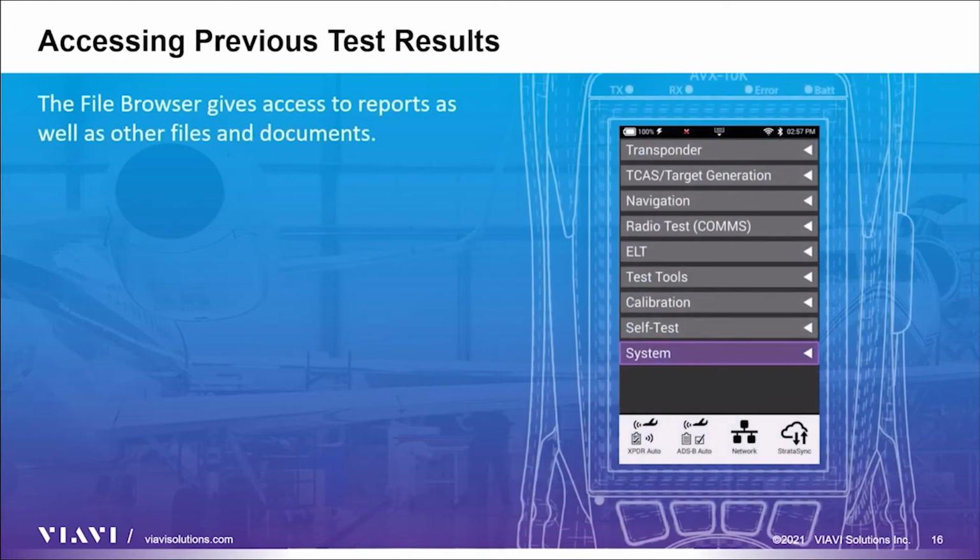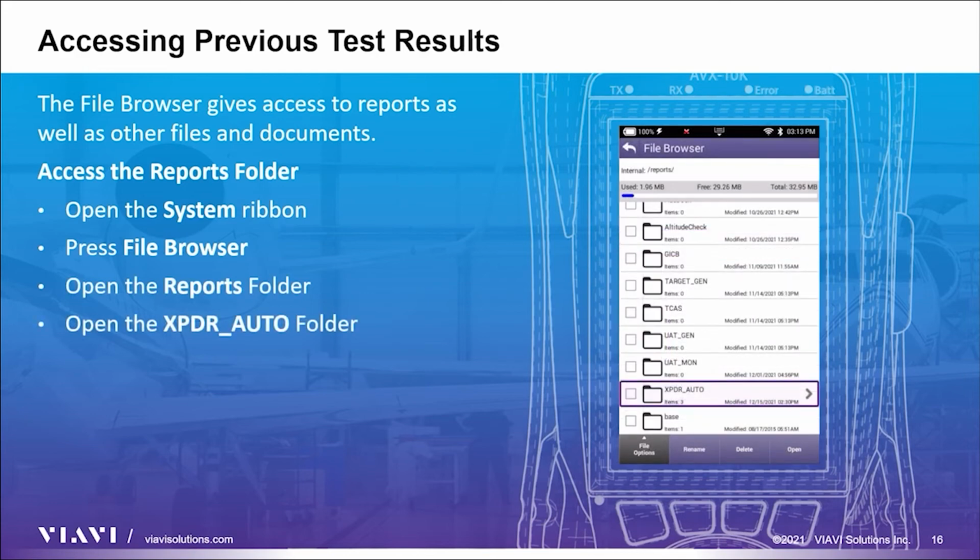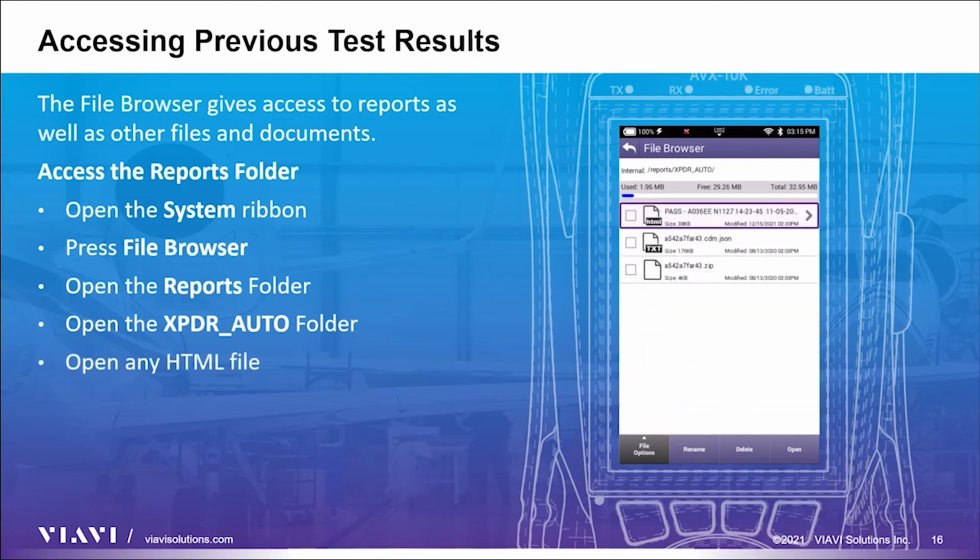Test results are stored in the file browser in the Reports folder. To access the Reports folder, head to the System ribbon and select File Browser, and look for the Reports folder. Test results stored in the Reports folder are organized in folders that are titled by the test type. Look for the XPDR_auto folder for all of your Transponder Autotest results. Choose the HTML version of your test to view the test results on the AVX-10K. You can transfer the files to a thumb drive or send them to StrataSync for later review. For more information managing files, see our video on the user interface and using StrataSync with your AVX-10K.